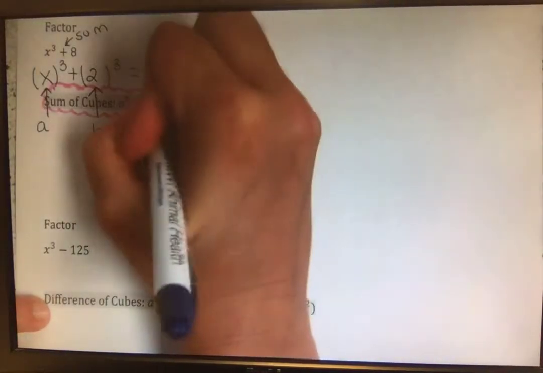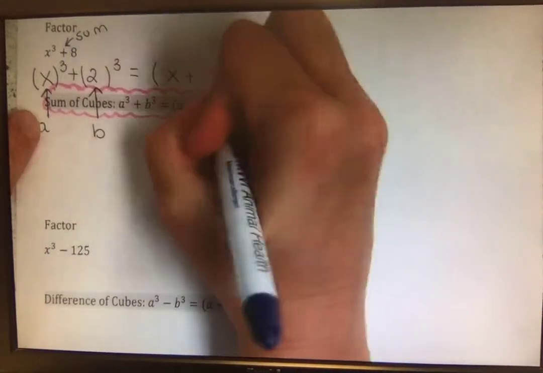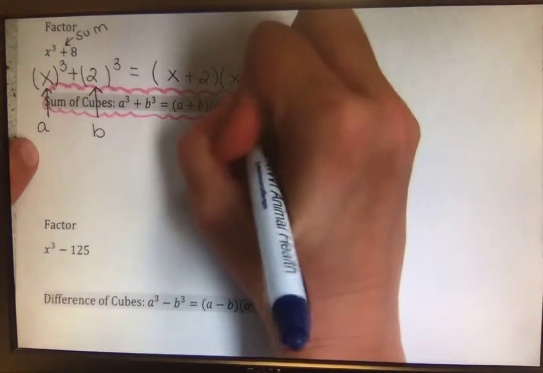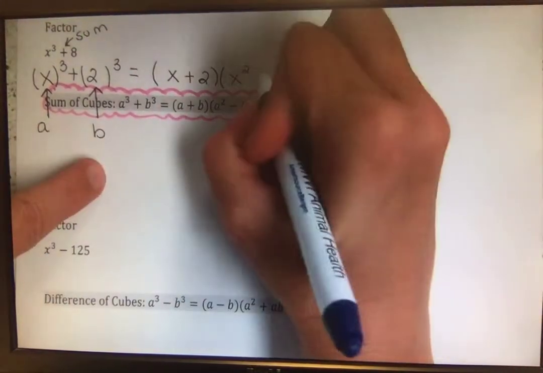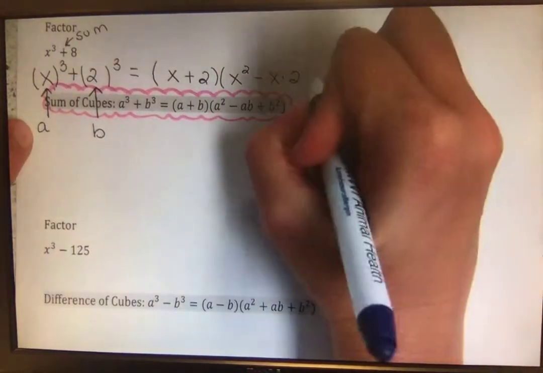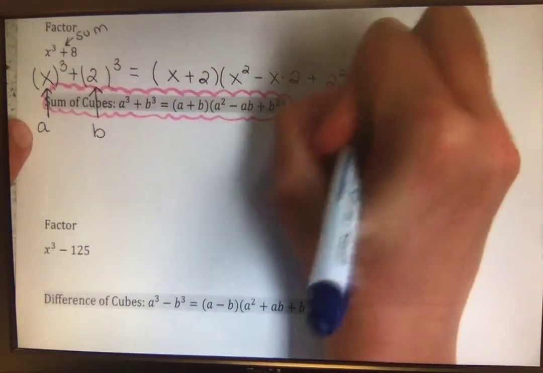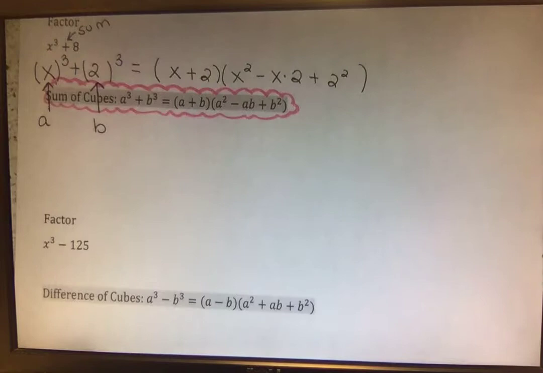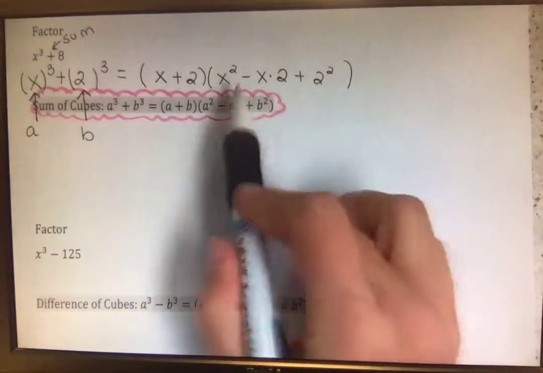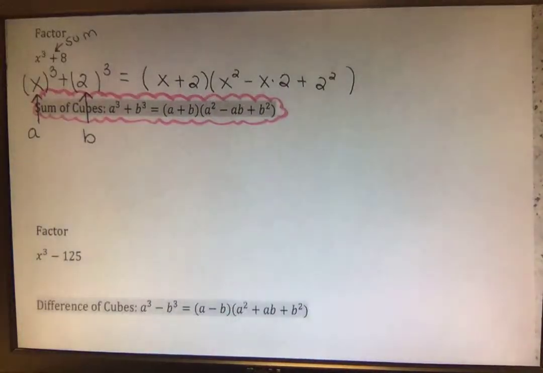So we have a, which is x, plus b, which is 2, times a squared, so that'll leave us with x squared, minus a times b, so x times 2, plus b squared, which is 2 squared. So the formula already gives it to us in factored form. These are always primes, so they cannot be broken down any further.